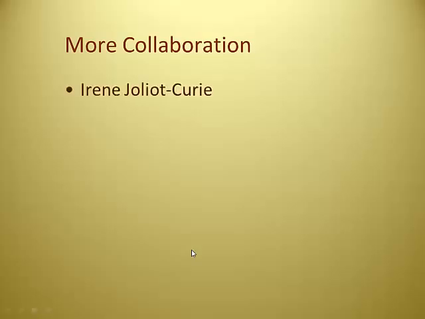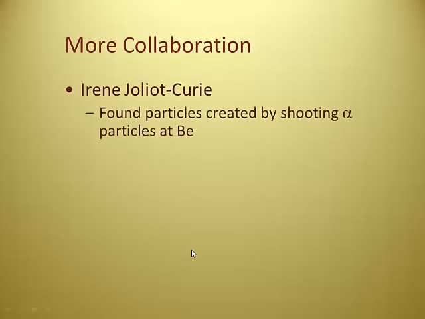So what it took to figure out the answers to those two questions was a little bit more collaboration. It turns out that a female scientist, for once here, Irene Joliot-Curie. Go Irene. I don't think she's British either. No. She actually found that there was a certain kind of particle she could create by shooting alpha particles at beryllium.